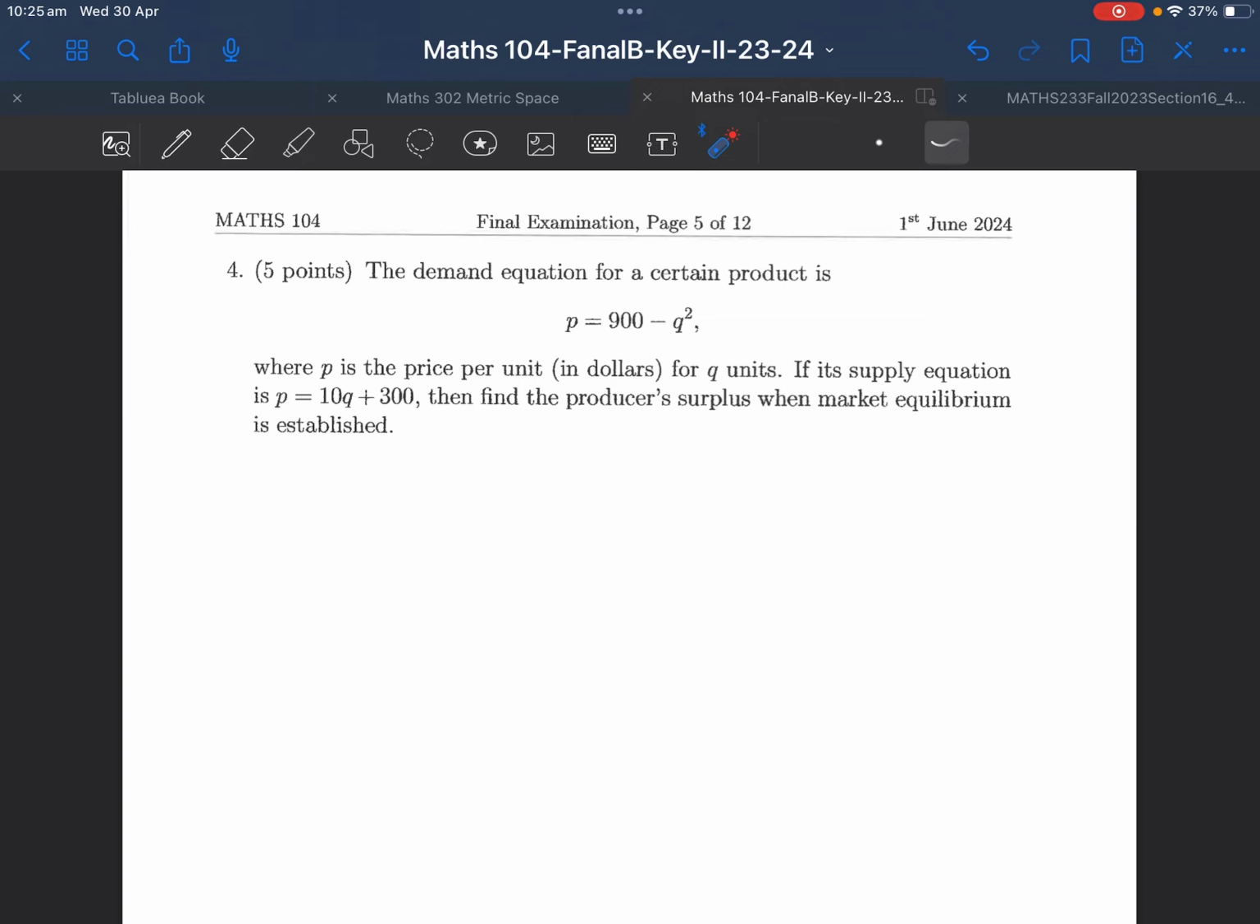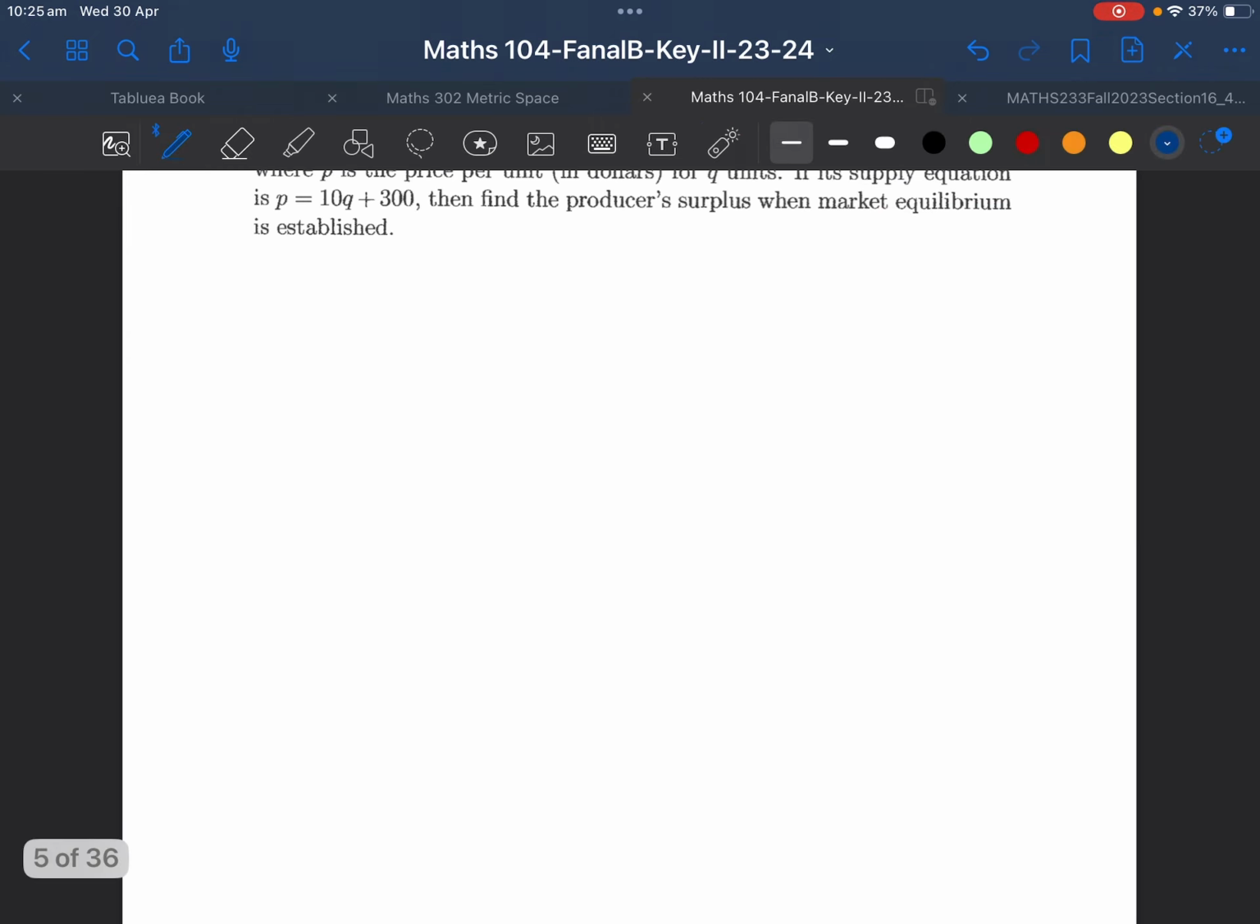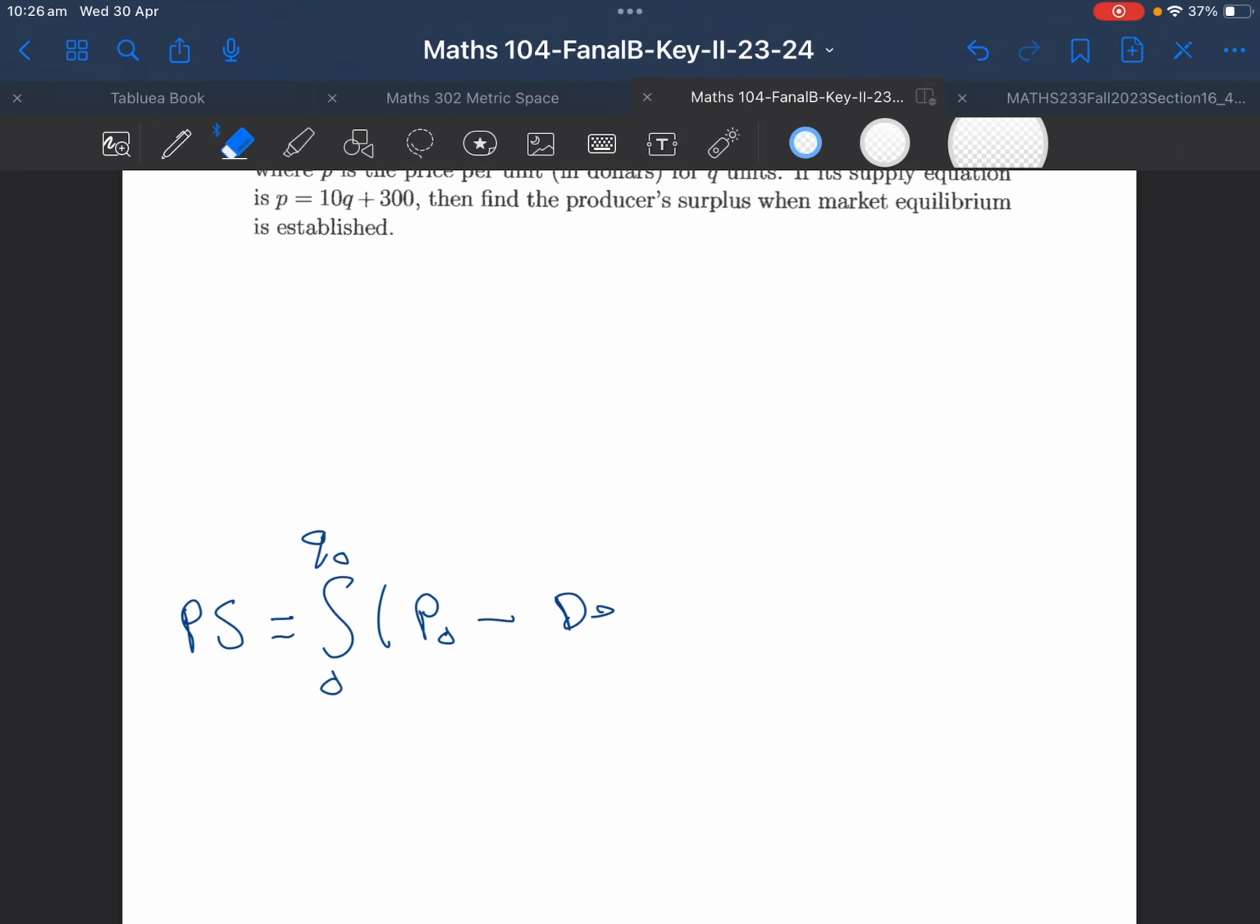Next question is something we have seen at the very last thing of this course, which we call producer surplus. And there is a formula for producer surplus. And we need to find that producer surplus at the market equilibrium. So just let me remind you what was the producer surplus. It was the integral from 0 to q naught, and then we have the p0 minus the supply function.